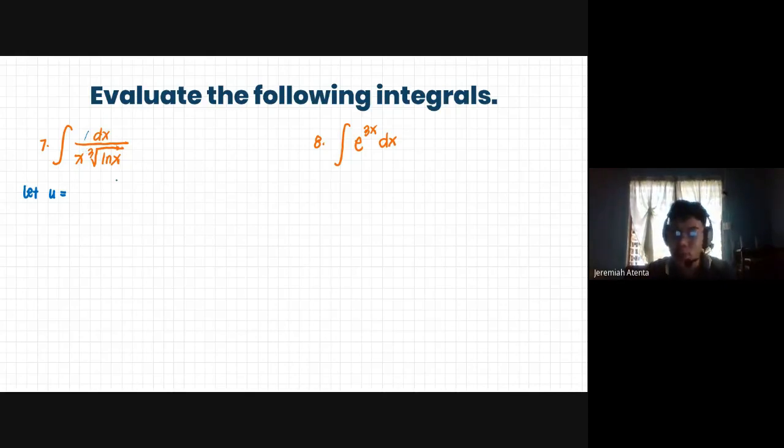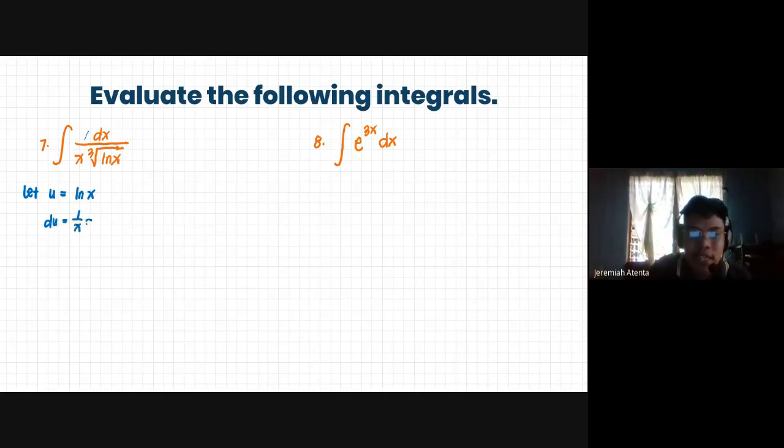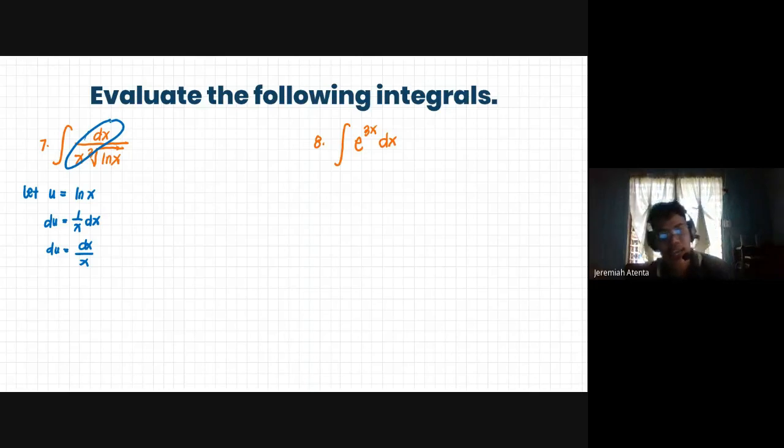So therefore, we will let ln x be equal to u. Tama yun. Okay? So tama siya. So we will let u be equal to ln x because we know the derivative of ln x is 1 over x. Okay? Therefore, the derivative of u is du equal to derivative of ln x. It will be 1 over x dx. Okay? Or this is just du equal to dx over x, which is this one. Okay? So, meron na tayong dx over x.